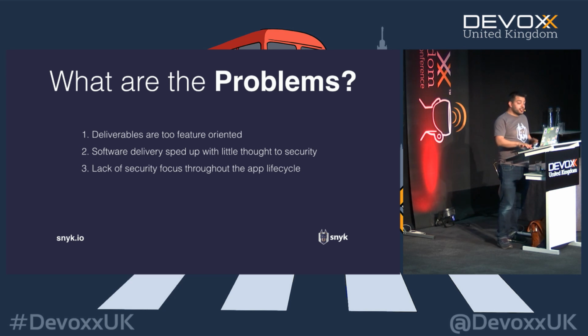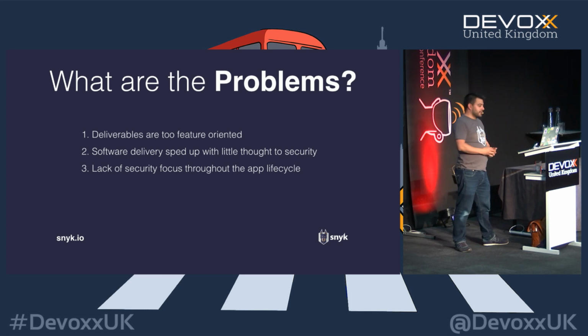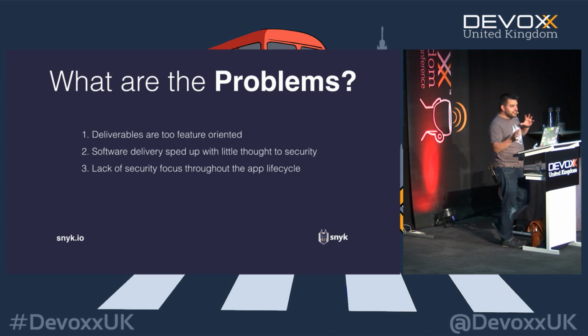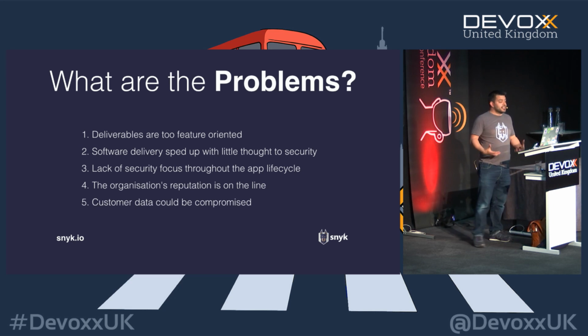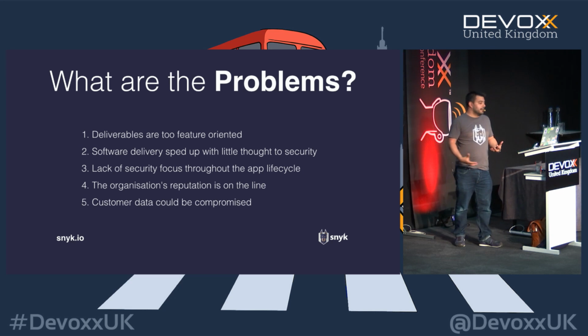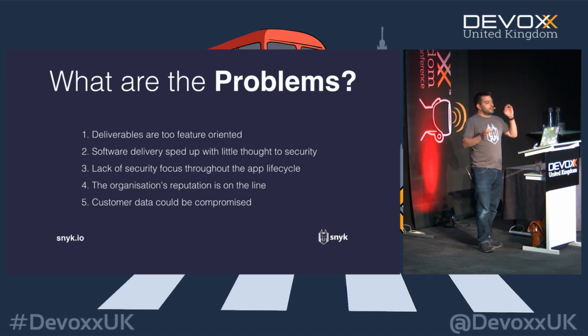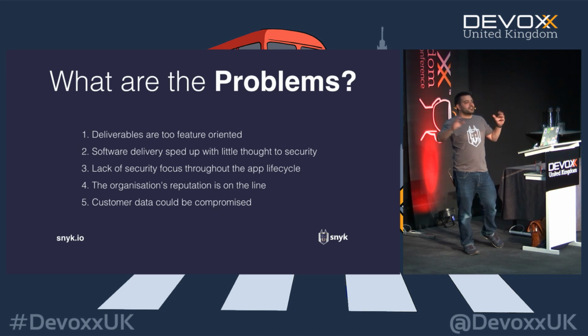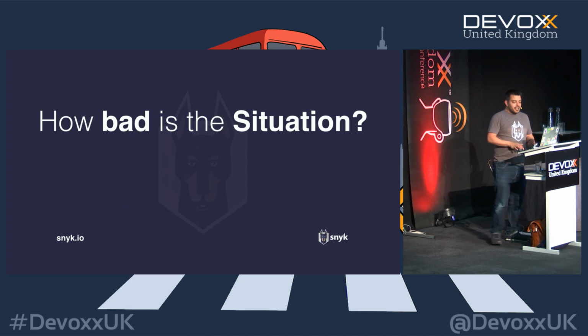So there's a lack of security focus. From a design point of view, we tend not to think about security. From an architecture point of view, we tend not to think about security. I'll talk a little bit about the differences in security architectures later as well. But the two key things are that the organization's reputation is on the line, and ultimately customer data could be compromised. Whenever something does break in the industry, the story hits the headlines straight away, and everyone hears about it.